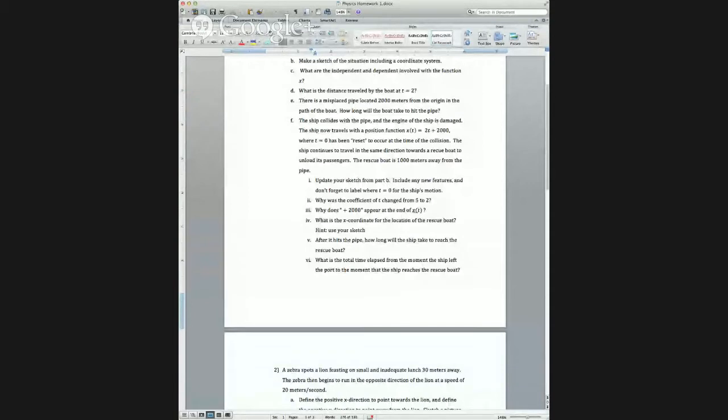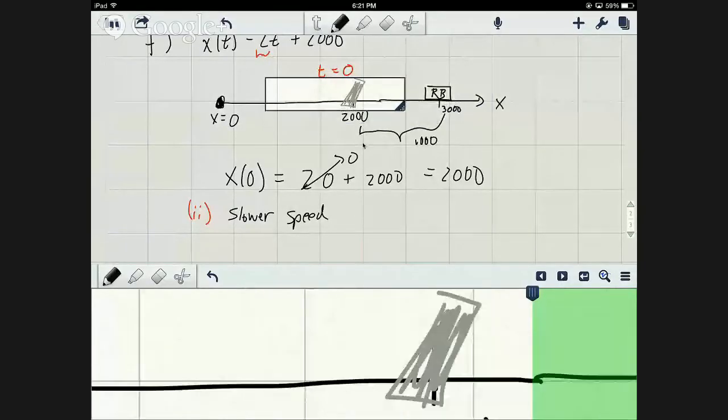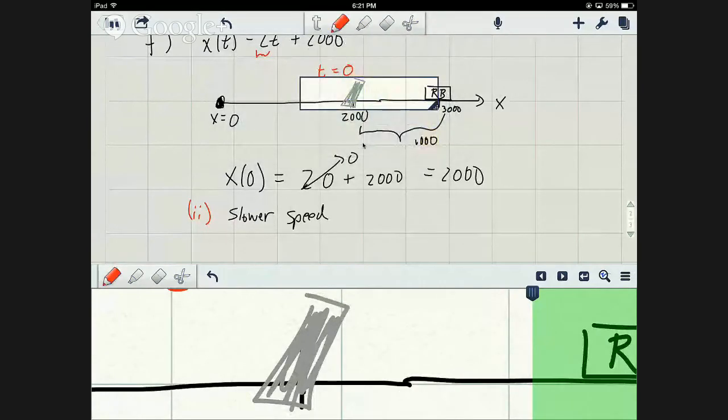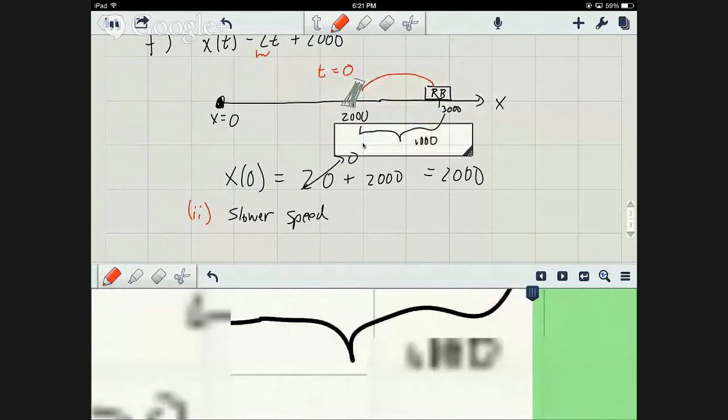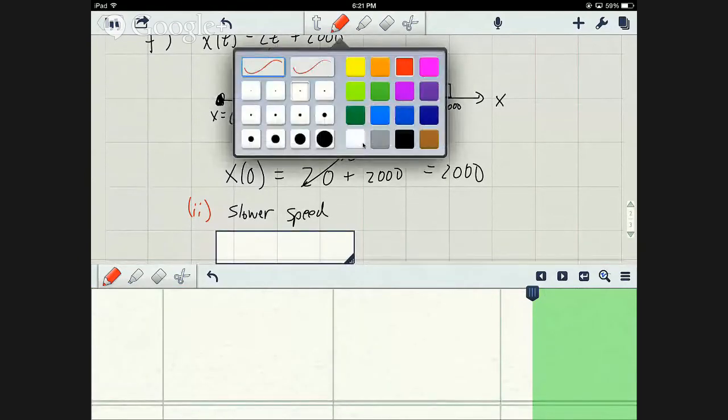All right. Next part: after it hits the pipe, how long will it take the ship to reach the rescue boat? Fair question. So what we're going to do is say, well, we don't know the time, but we'll say it's sometime capital T when the damaged boat reaches the rescue boat. And this time is going to be measured from this t equal to 0 here. So we're going to measure how long it takes to travel from here all the way over to here. Let's measure how long that takes. So let's go ahead and do that.